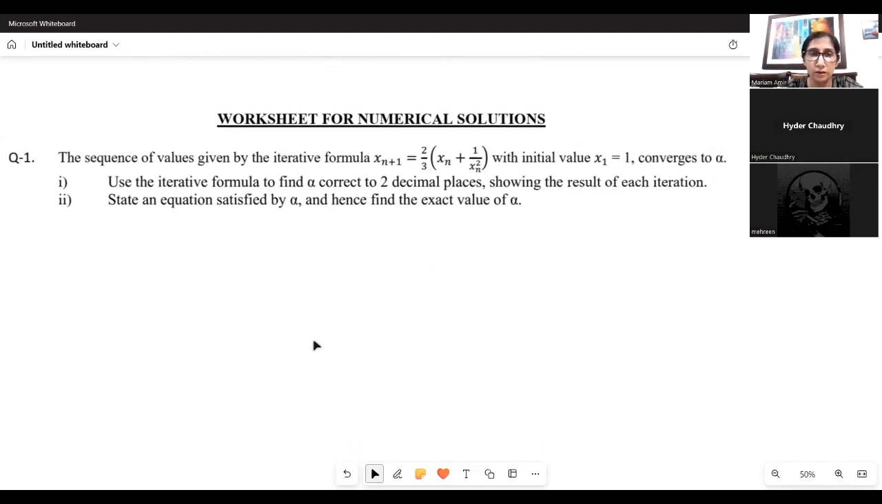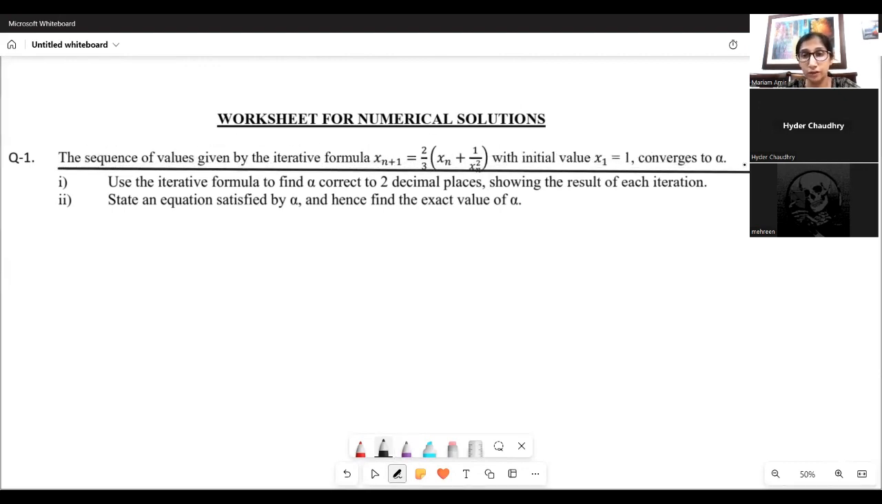The sequence of values given by the iterative formula with initial value x1 equals 1 converges to a. Let's try to understand this. In most questions, the iterative formula is already given to you. You don't have to create it, but sometimes you have to. So you need to move one of the x of the equation to one side and everything else to the other side. The x you have isolated, you write with subscript n+1, and on the right side, the other x's you write with xn. That is how you get the iterative formula.